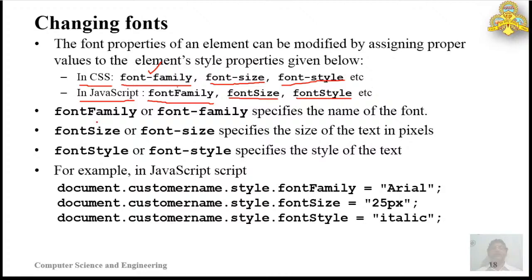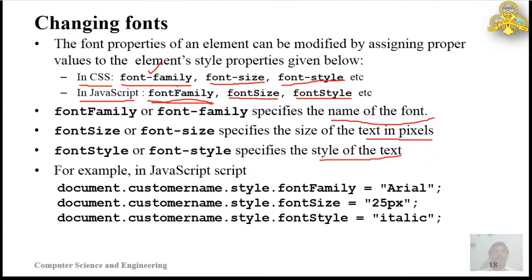So in CSS we have to write the font family like this, and in JavaScript we have to write the font family like this. Font family specifies the name of the font, and font size specifies the size of the text in pixels. That means height, actually. And font style is the style of the text, that is bold, normal or italic.